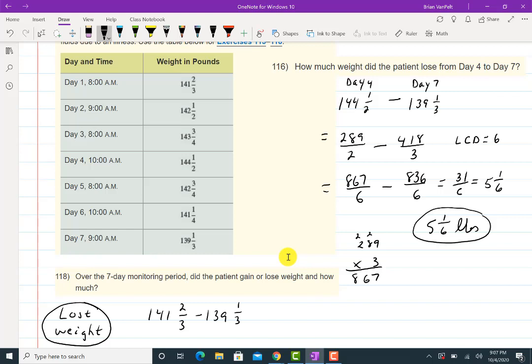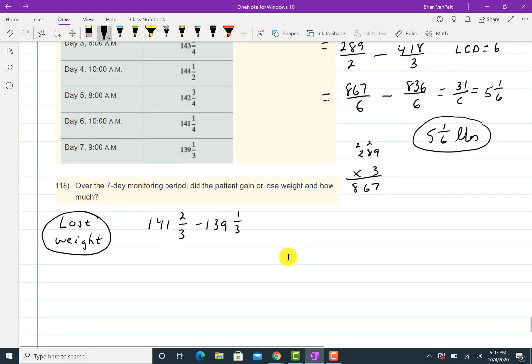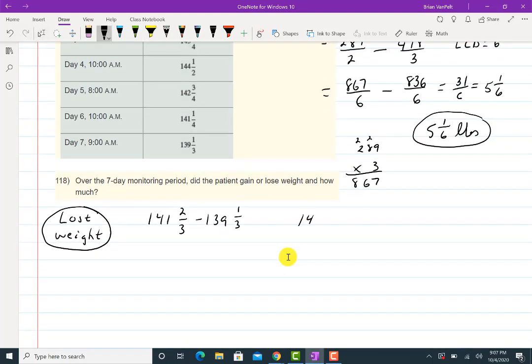I'm going to take this opportunity to do this in that one special way because everything lines up so well that you can't help but want to do it. I only recommend this when things are really, really nice. 2/3 minus 1/3 couldn't be better. 141 minus 139 couldn't be easier. And then all I have to do is add my pounds, and there we are.